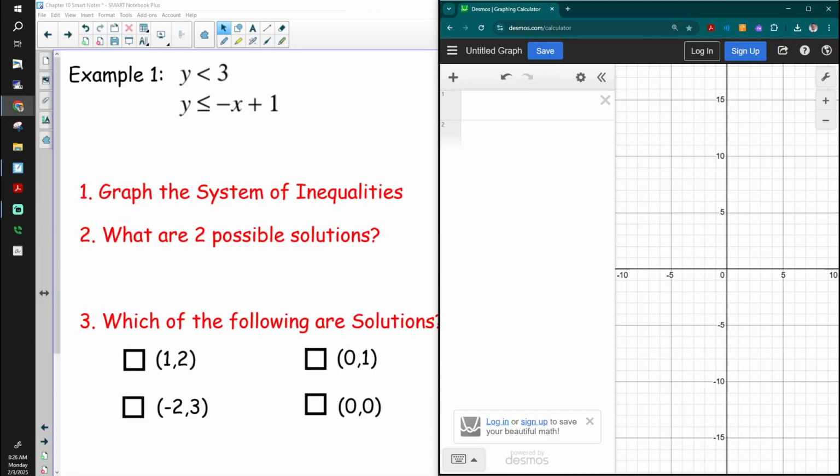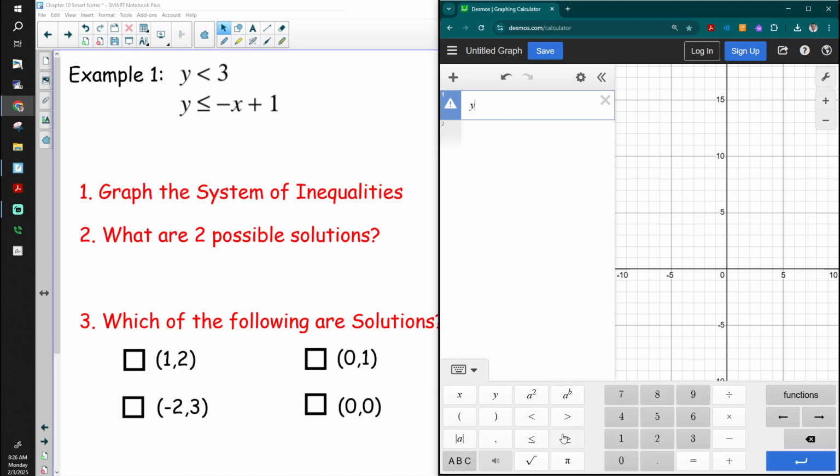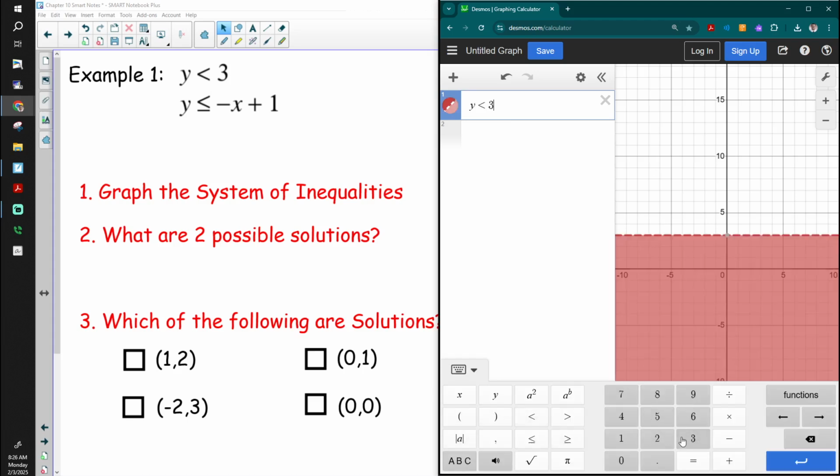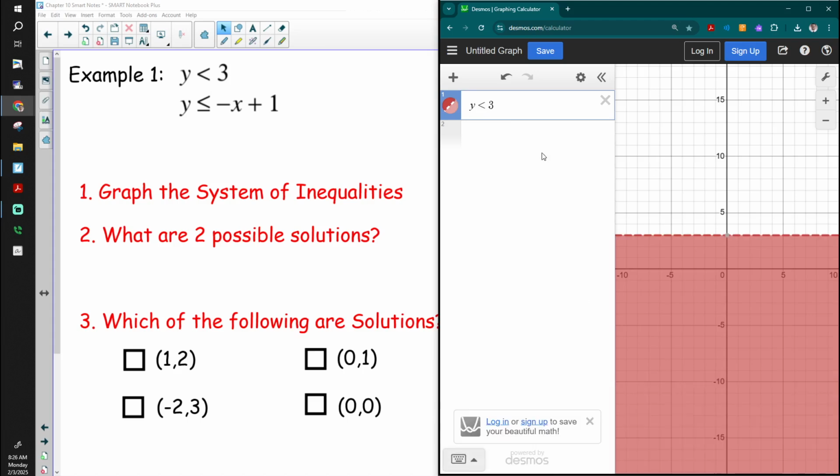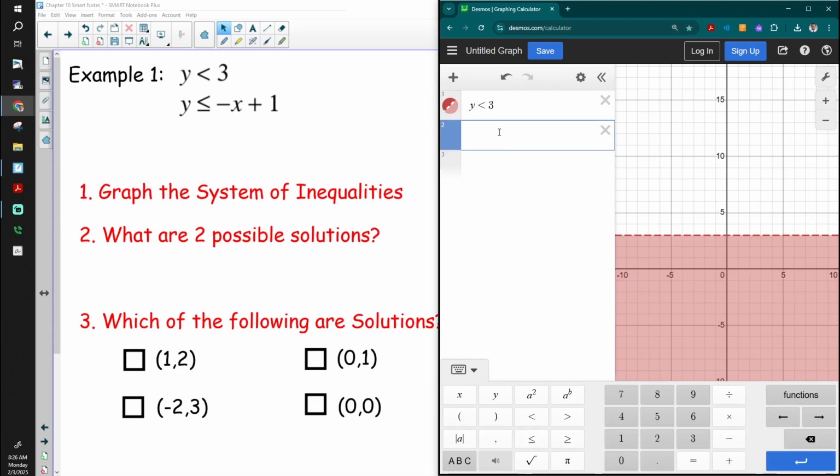Okay, so I have Desmos open. The first thing I'm going to do is type in both of these like we did before. Y is less than 3. You're going to see a big shaded region pop up on my graph. It's a dotted line because it's a less than sign. My other one, y is less than or equal to negative x plus 1.